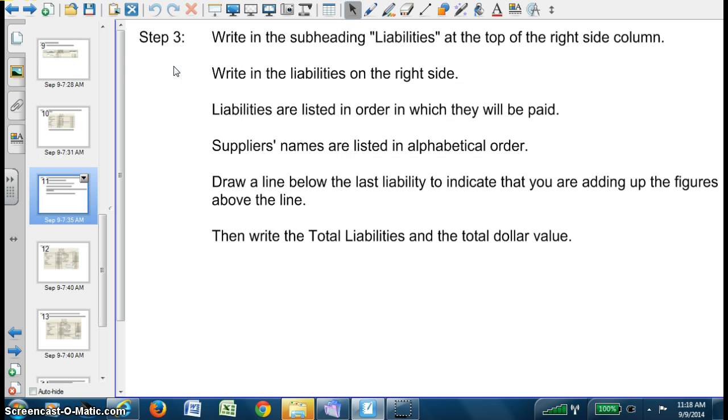Next, you want to write in subheadings for liabilities at the top right side column. Write in the liabilities on the right side. Liabilities are listed in order in which they are to be paid. Suppliers' names are listed in alphabetical order, and then you would draw a line below the last liability to indicate that you're adding up the figures above the line, and then write the total liabilities and the total dollar value.